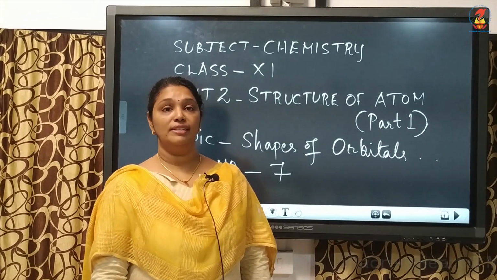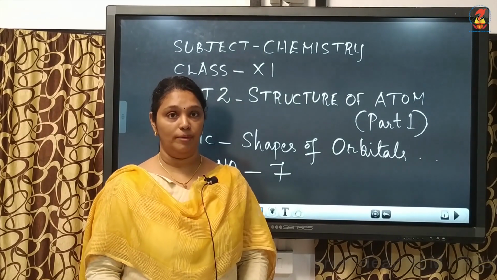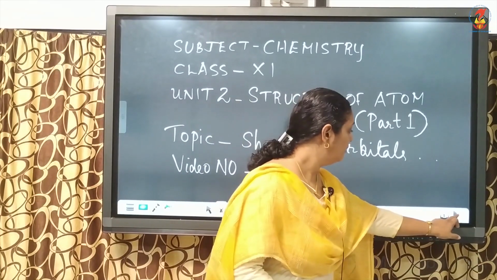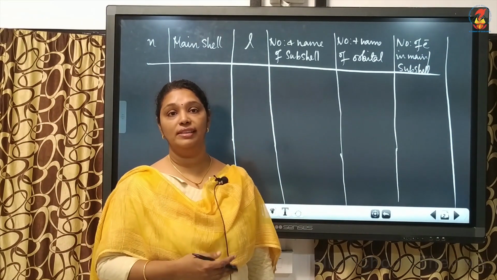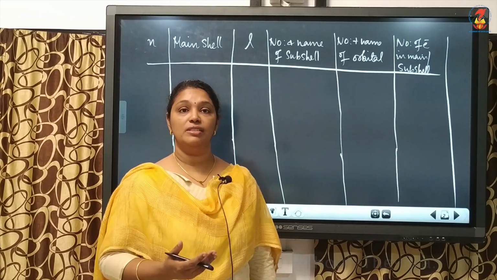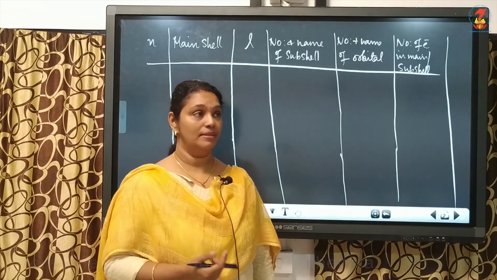Now we are going to discuss the shapes of atomic orbitals. Before we discuss the shape of atomic orbitals, let us try to fill this table on the basis of the quantum numbers that we have discussed.